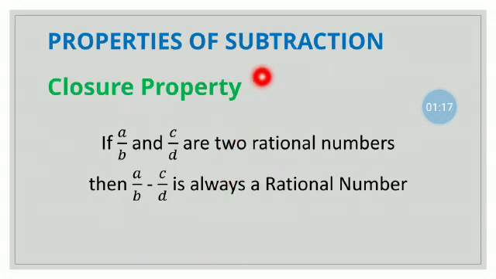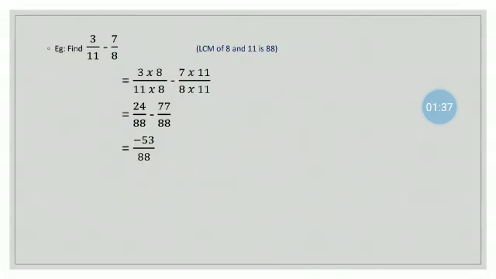Properties of subtraction. First property, closure property. If a upon b and c upon d are two rational numbers, then a upon b minus c upon d is always a rational number. This is the closure property of subtraction. So let's start with an example.